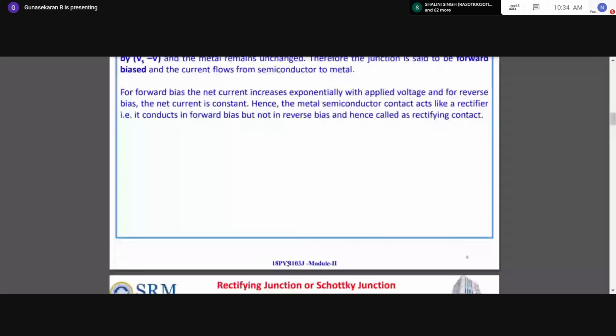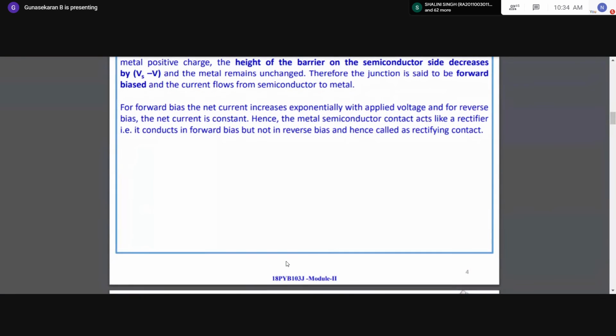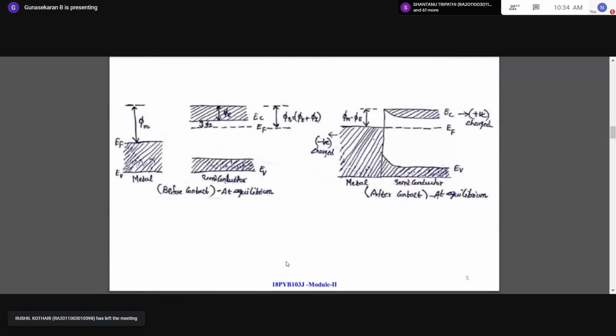Okay, from the diagram, you can see here this upward curve. This is before contact, and this is after contact. This is phi m, this is phi s. Initially phi m is greater than phi s. After that, the built-in potential is formed here: phi m minus phi s equal to eV. That's all. So this is the metal semiconductor junction, which is a rectifying junction.